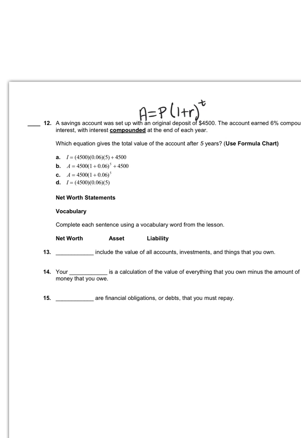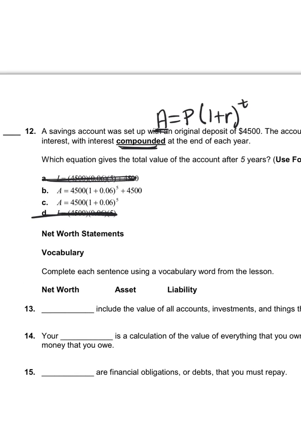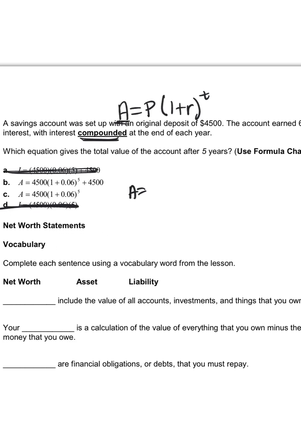If we know that compound starts with A, you can get rid of A and D, because both of those look like they are my simple interest, which is the equation for simple interest. Now I just have to use process of elimination. And so P is what you start with. So we're going to go ahead and plug in some of this information.